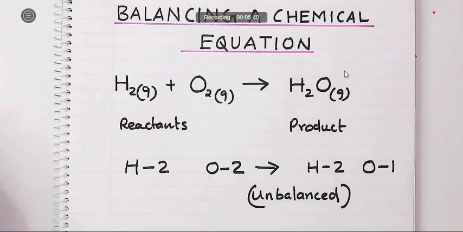We are going to balance this chemical equation. Before balancing the chemical equation, we have to know the different steps. Actually, there are 4 different steps. They are simple steps. Let's have a look at the different steps of balancing a chemical equation.